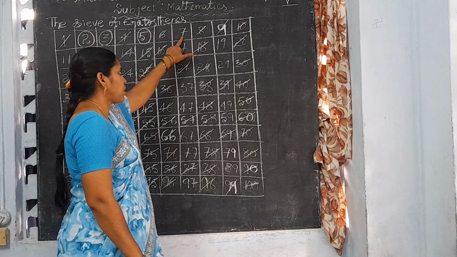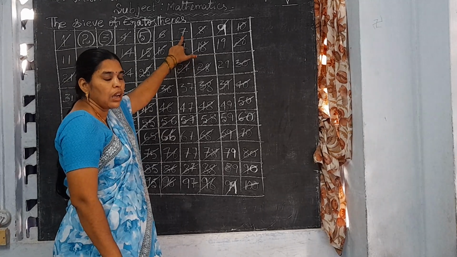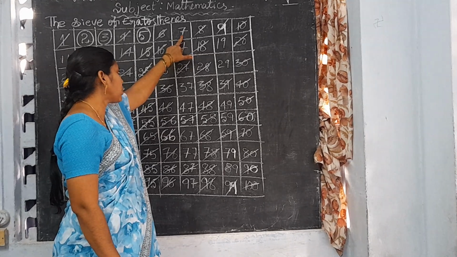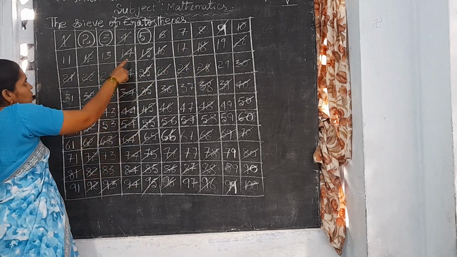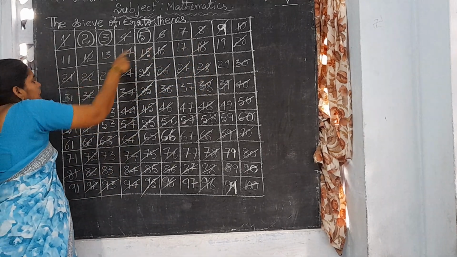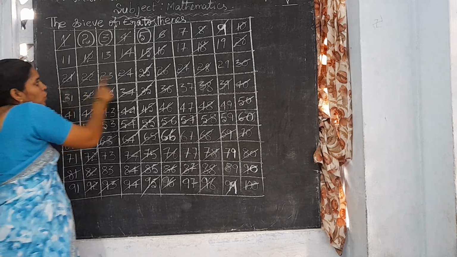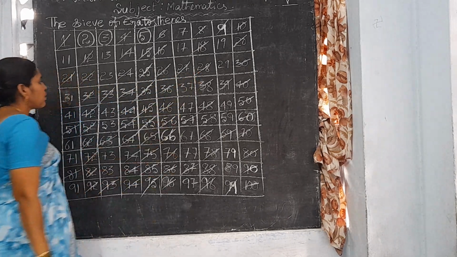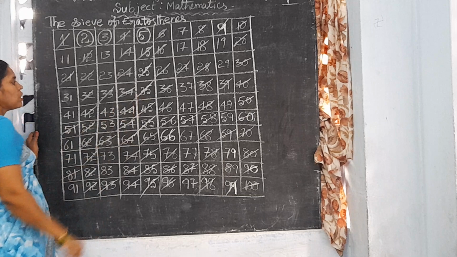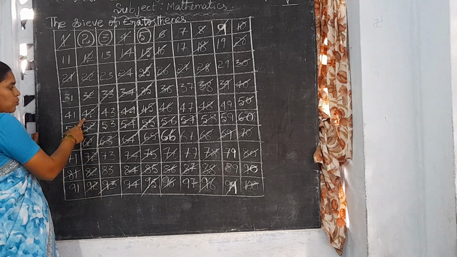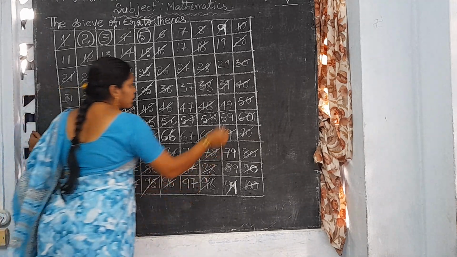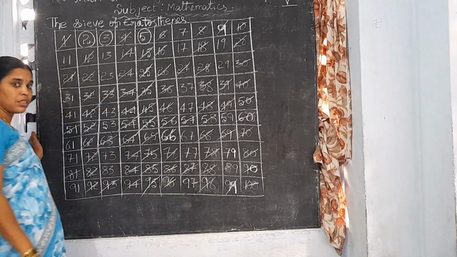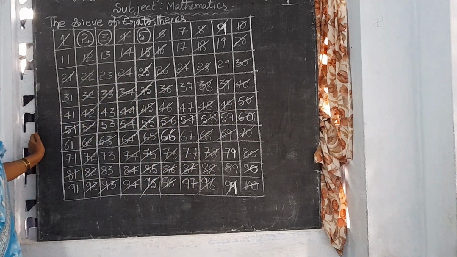Now go to 7. Strike out 7 multiples in this table. 7 1s, 7 2s 14 already struck. 7 3s 21. 7 4s are 28. 7 5s are 35. 7 6s are 42. Right? 7 7s are 49. We strike out, because 7 is a factor of 49.